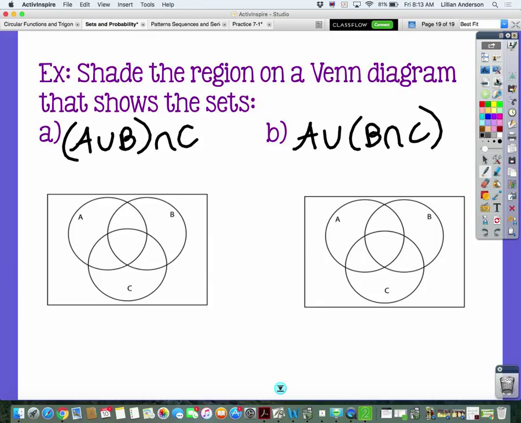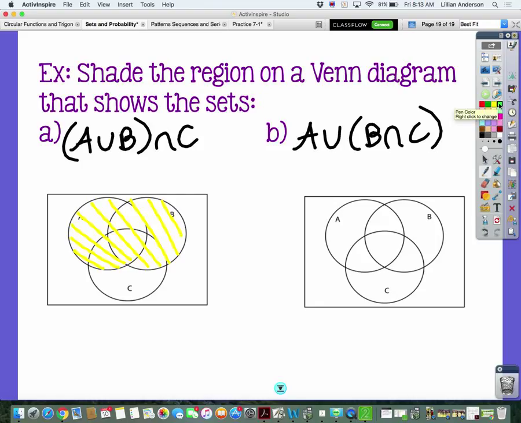Shade the region on the Venn diagram that shows the sets. Parentheses, just like order of operations, you start with those first. It says the union of A and B. So I'm going to shade the union of A and B. That's all of A, all of B, and all of what they intersect. Does everybody see that?